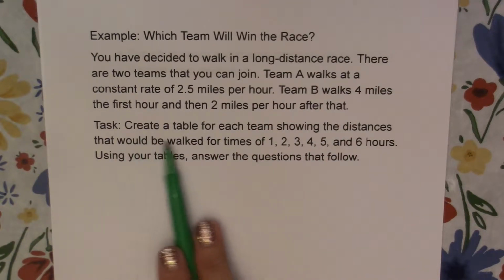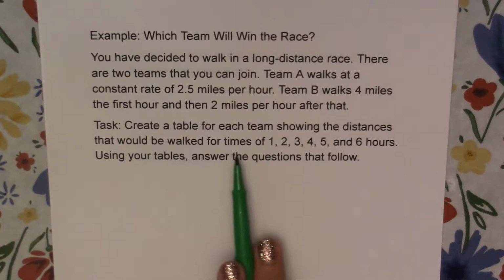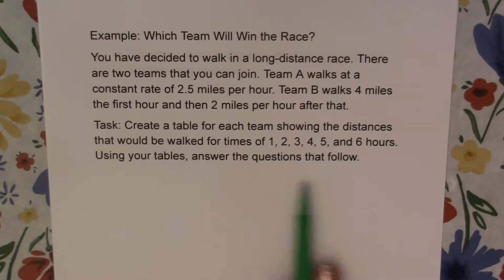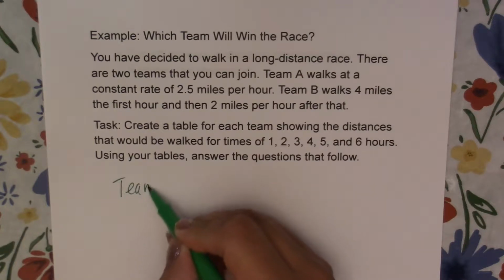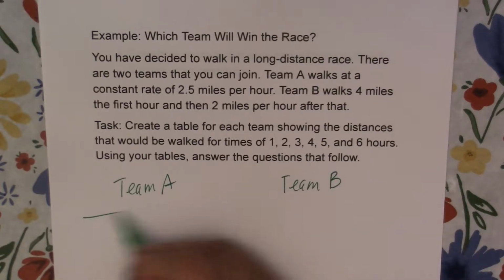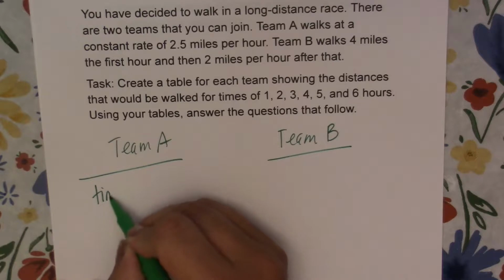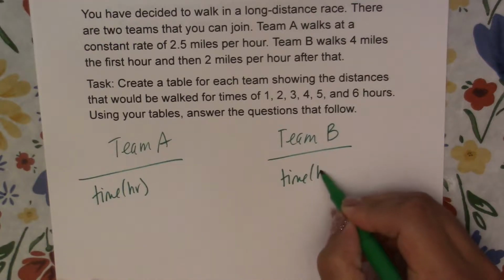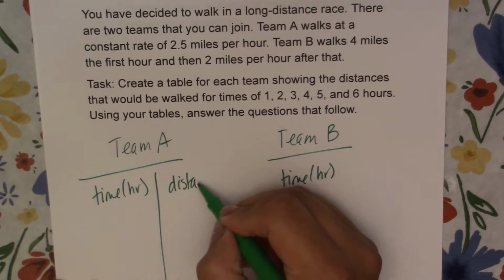Our task is to create a table for each team showing the distances that would be walked for times of 1, 2, 3, 4, 5, and 6 hours. Using your tables, answer the questions that follow. So we're going to make 2 tables here. We've got a team A and a team B. So for each team, we need to find both the time in hours and then the distance in miles.